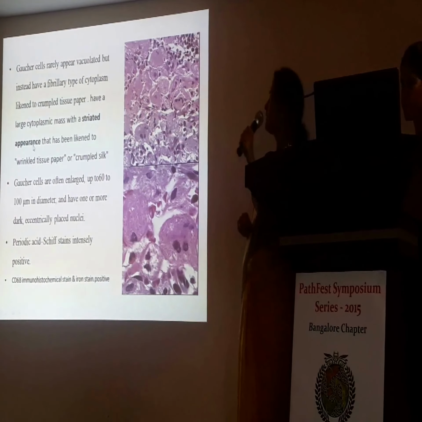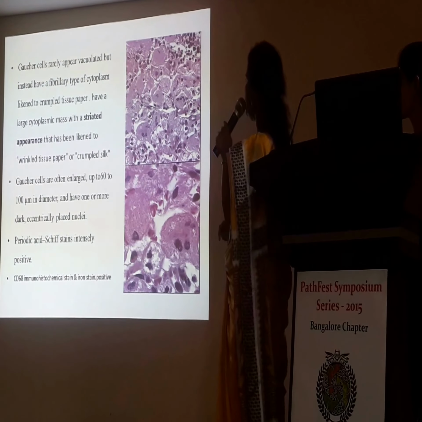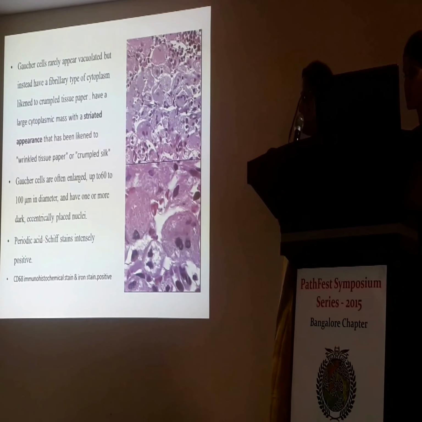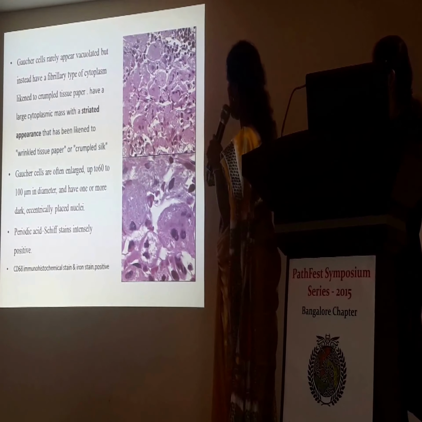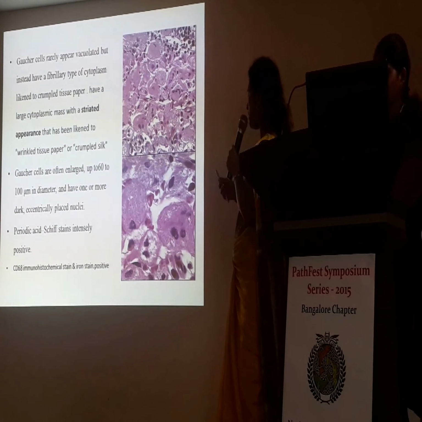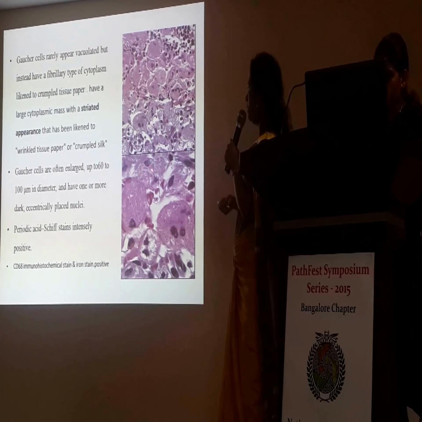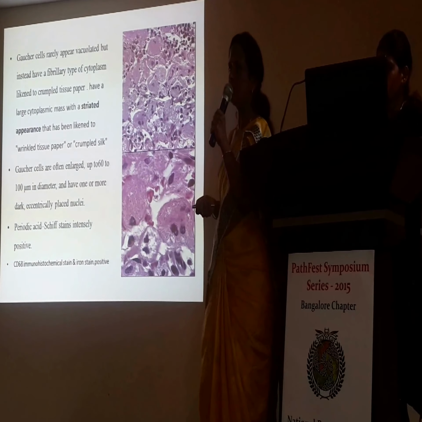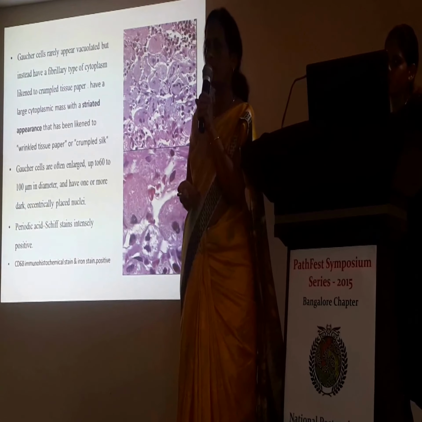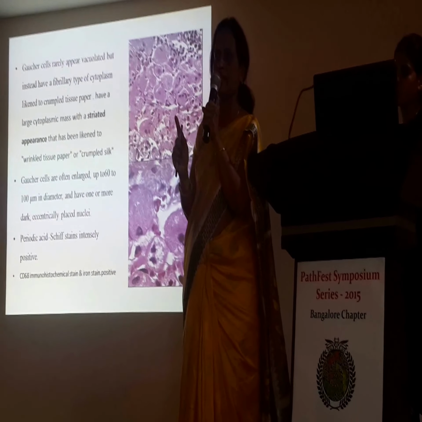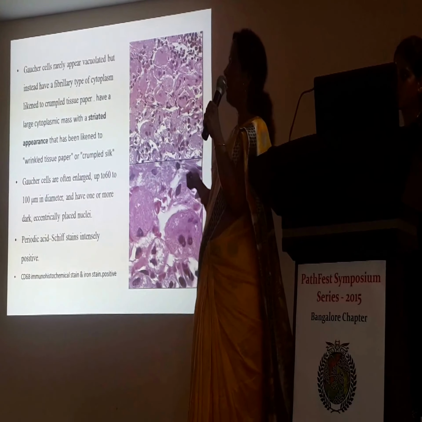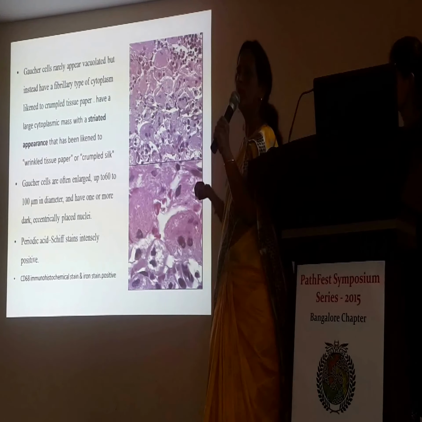So Gaucher cells, as you said, have a striated appearance of the cytoplasm, a crumpled or wrinkled tissue paper appearance, and these cells are mistaken for other cells in the bone marrow: sea-blue histiocytes, pseudo-Gaucher cells, Niemann-Pick cells. Whereas in tissues we know this. And how do we know these are Gaucher cells?